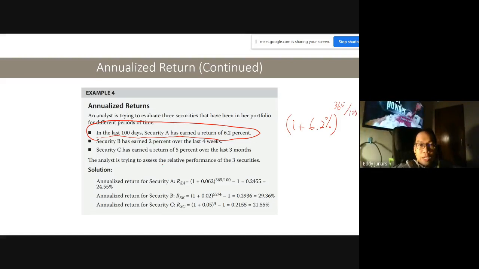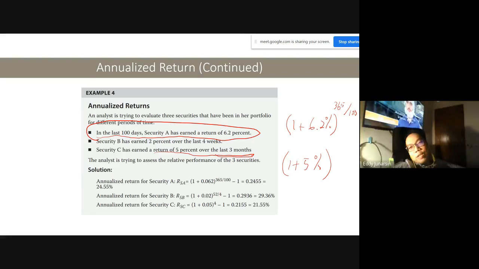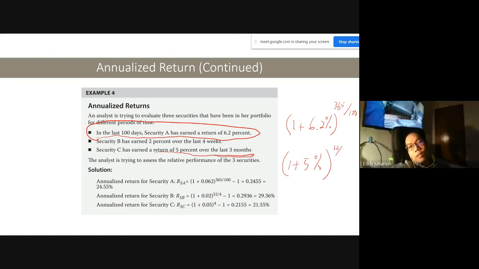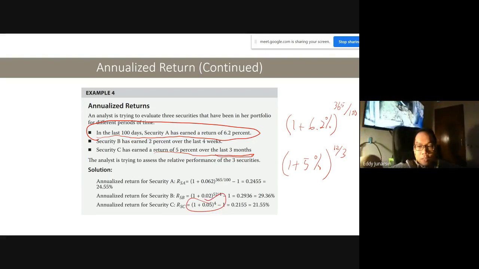And what about number C? We do it randomly here. 5% every 3 months. So what is the annualized return? Every 3 months, how many months in a year are there? 12. So 12 over 3. Yeah, so to the power of 4. Easier.